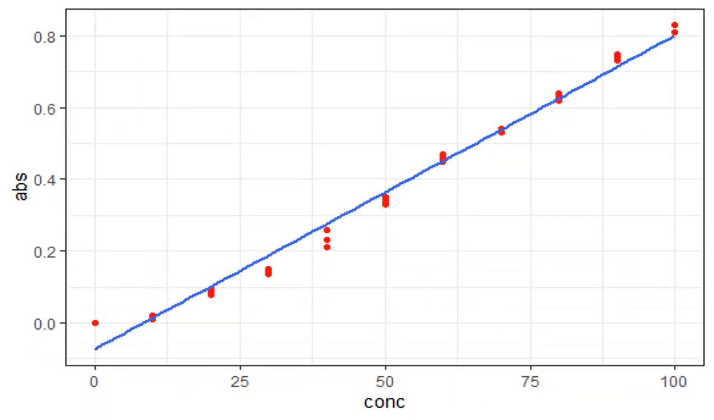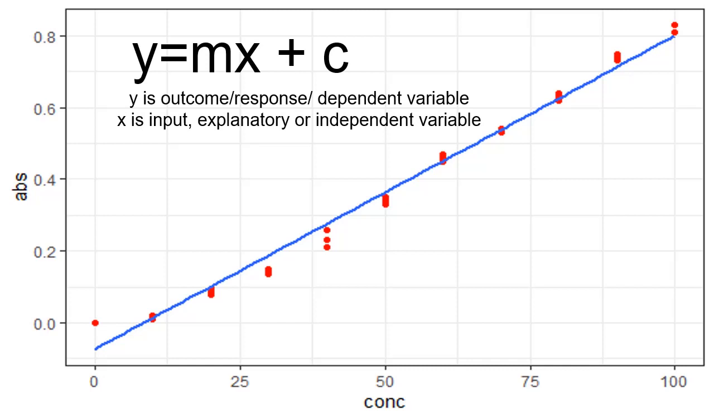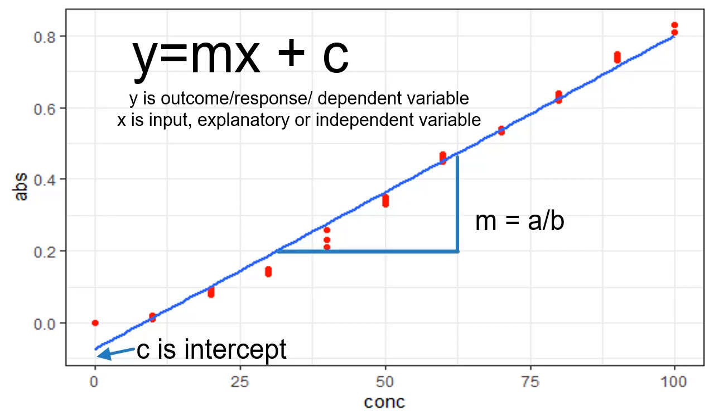Linear regression is fitting a straight line equation in the form of y is equal to mx plus c. Here, y is called the outcome or response variable, x the input or independent or predictor or explanatory variable, c is intercept and m is slope. Both are collectively called coefficients. In statistics parlance, this equation is expressed as y is equal to alpha plus beta into x.